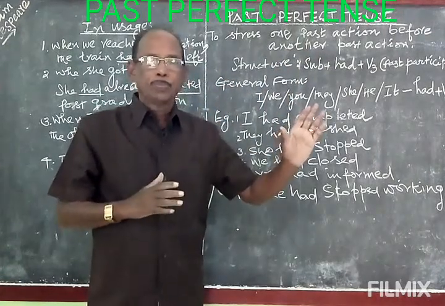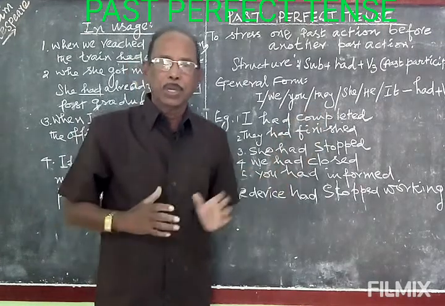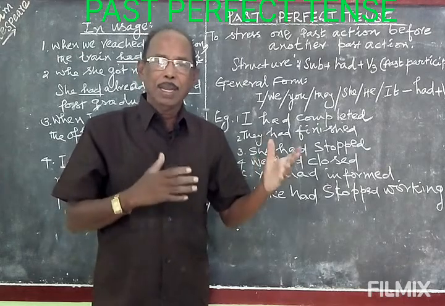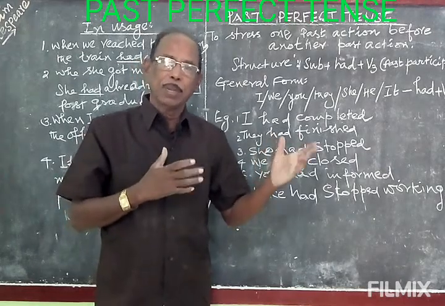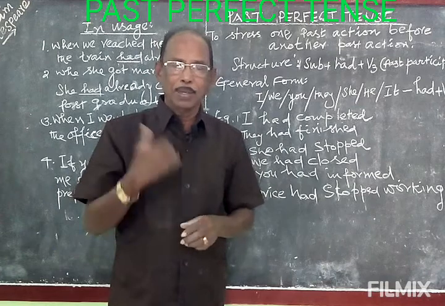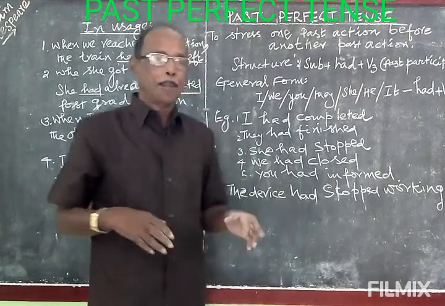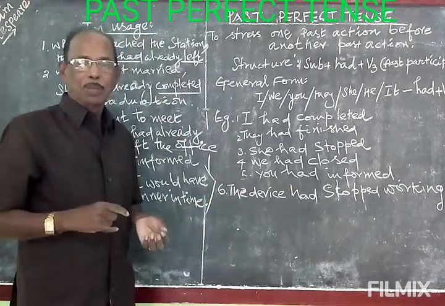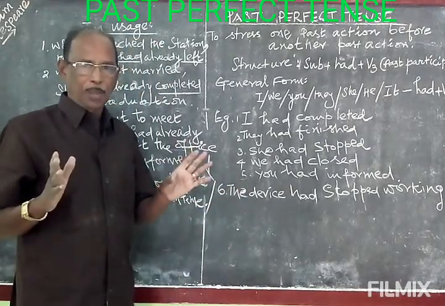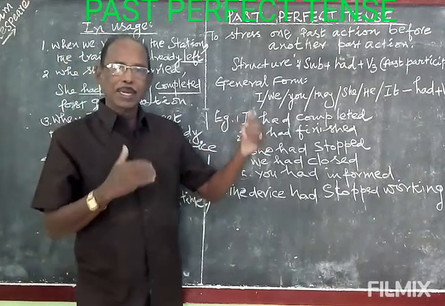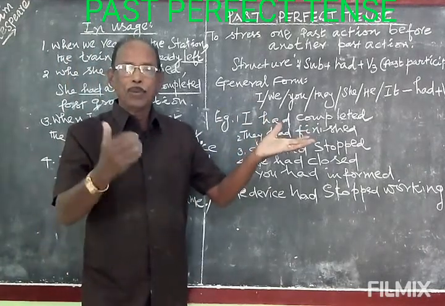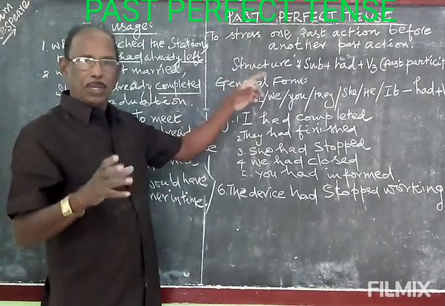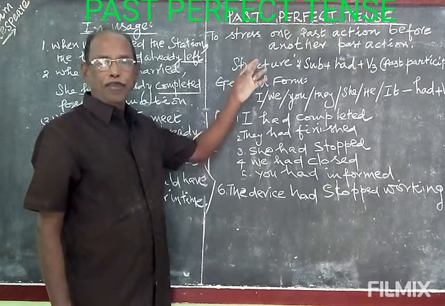Suppose I reach the station by 10 o'clock. The train had left the station by 9 o'clock, 9 a.m. I reached the station by 10 a.m., but the train departed at 9 a.m. So both were past. So the train had left the station before I reached the station. For such occasions, we normally use past perfect tense.